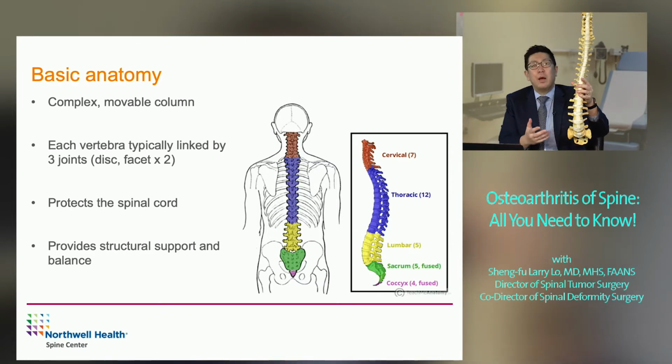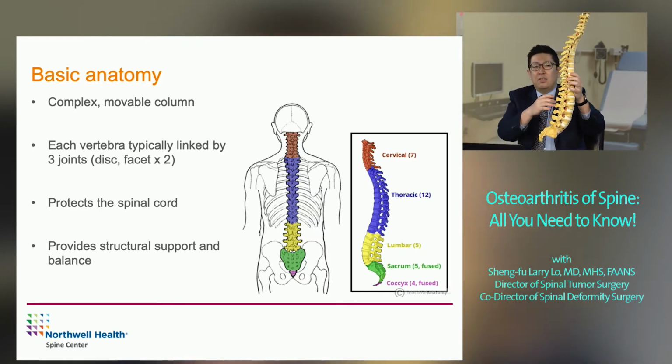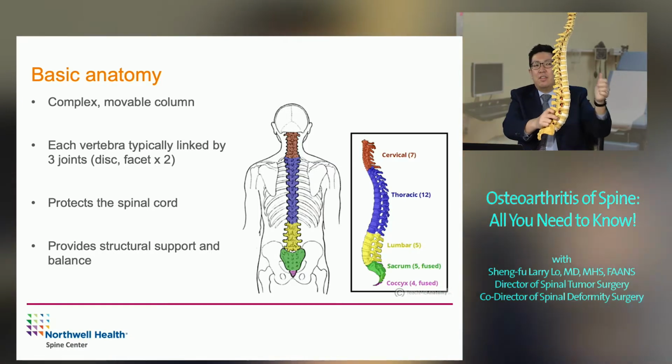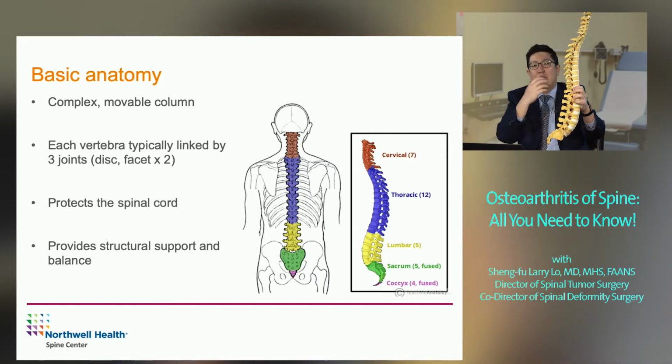Essentially, the primary objective of the spinal column is to protect the spinal cord. If you look at this model, you can see the orange structure that's running within the spinal column itself. And just to orient the audience, this is the back, this is the front, this is the head, and this is the feet. You see that the spinal column circumferentially protects the spinal cord, and that's one of the primary functions.